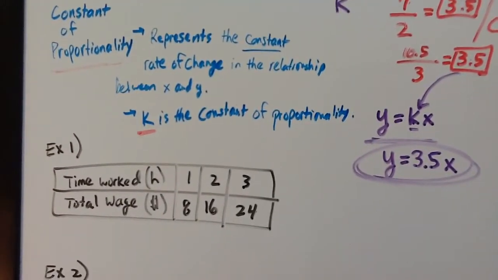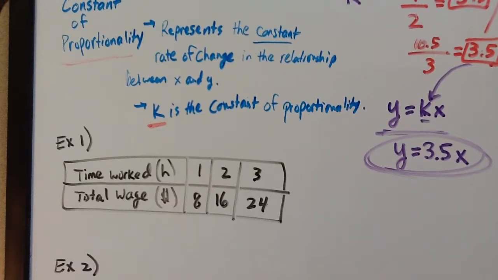Let's do two examples. All right, example number 1, we're comparing time worked in H, or hours, to our total wages in dollars.